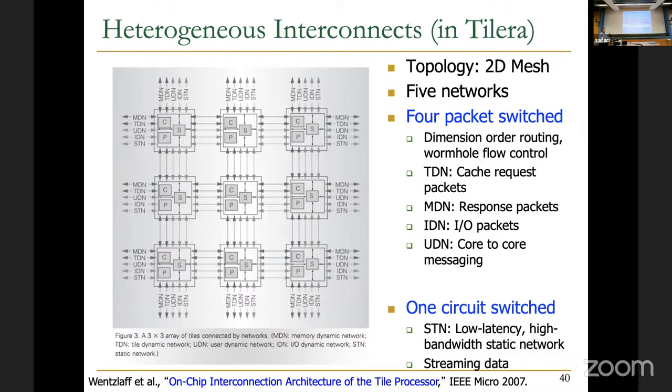The topology was fixed, like a 2D mesh, but there were five networks in this topology, and four of them were packet switched. One of them was circuit switched. You can see, for example, that this circuit switch has been used for streaming data. Once you want to stream a lot of data, it makes sense to spend time to set up a path so that you can stream a lot of data. That exactly shows the trade-off between circuit switching and packet switching.